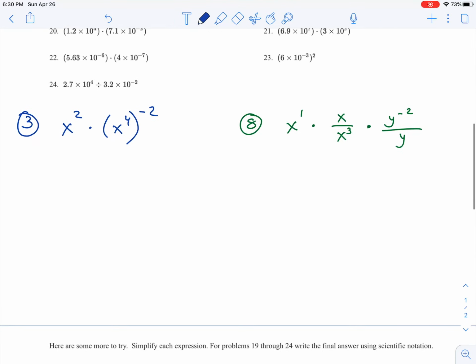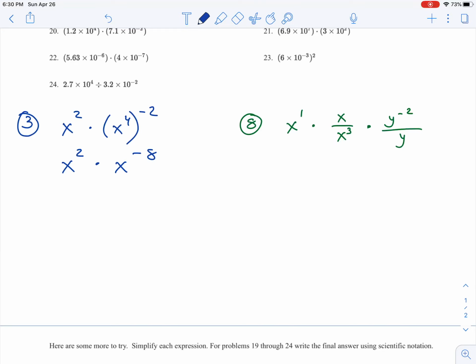Problem 3 involves two rules of exponents. According to the rules for the order of operations, we need to deal with raising a power to a power first, and you might recall that that means we need to multiply those two powers together. So it can be simplified to x to the second times x to the negative 8. 4 times negative 2 is negative 8.